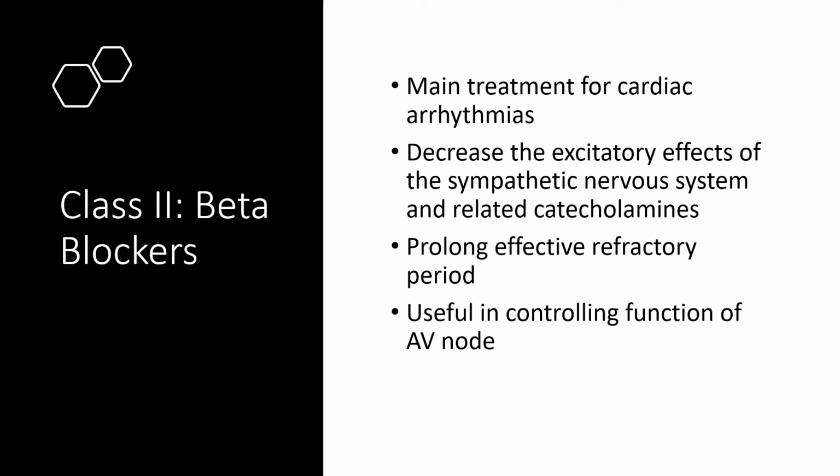So the way they work, they're antagonizing the beta-1 receptors on the myocardium of the heart, and this is leading to a decrease in the excitatory effects that the sympathetic nervous system is eliciting and the elevating effects that the catecholamines, epinephrine and norepinephrine, elicit. So again, most of the beta blockers that are causing the decrease in heart rate are going to preferentially bind to the beta-1 receptors and block the receptors.